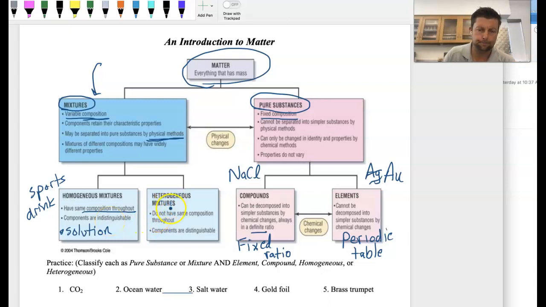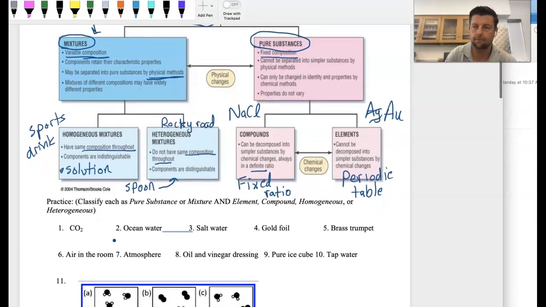And heterogeneous mixtures do not have the same composition throughout. So Rocky Road ice cream, for example, has some parts that are just chocolate, but then you might get a marshmallow or a peanut, depending on where you scoop. So I say to use the spoon test to determine whether something is heterogeneous. With the spoon test, you'll get something different each bite. With a homogeneous mixture, you'll get the exact same thing, whether you scoop from the top or at different places in there.